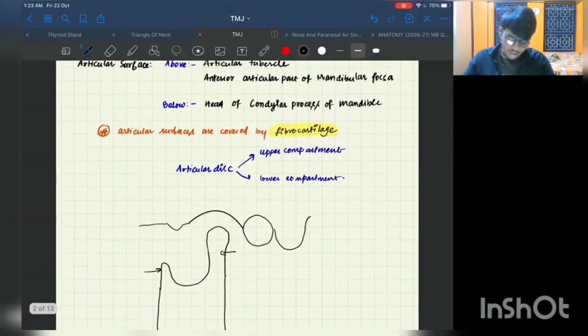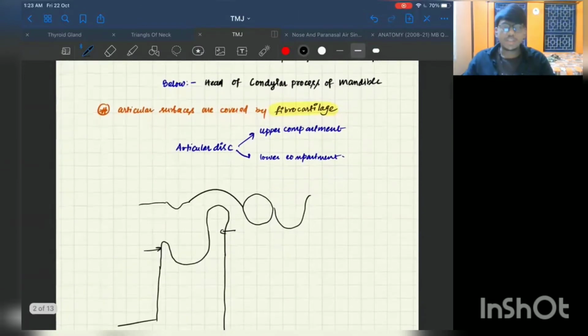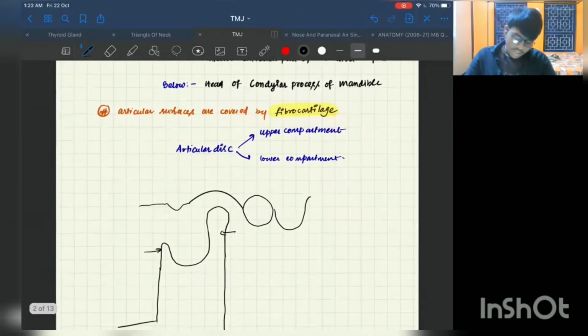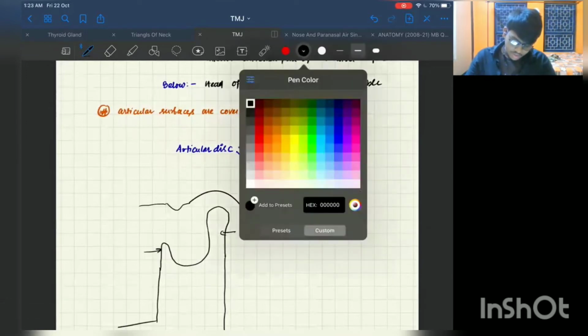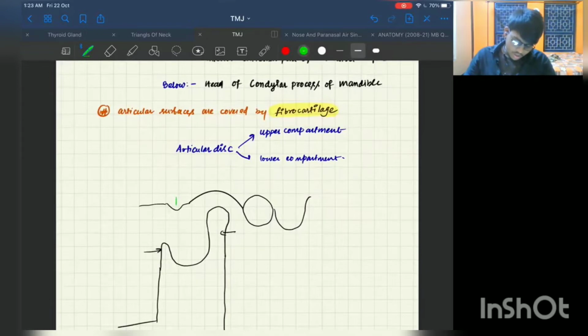So what are the articulating surfaces? The articulating surface situated above is this articular tubercle. This is the mandibular fossa. And the below surface is formed by the head of the condylar process of mandible.